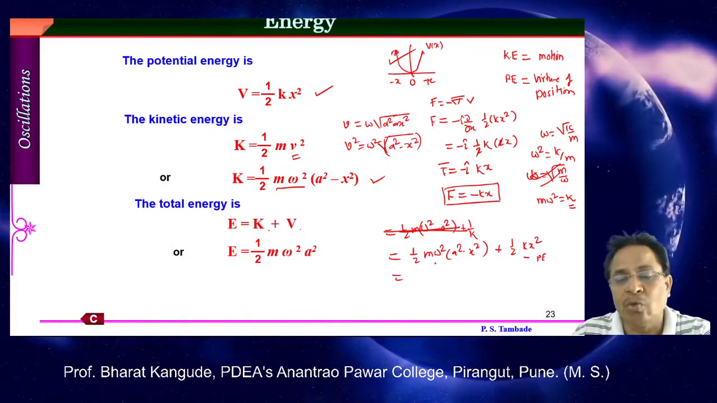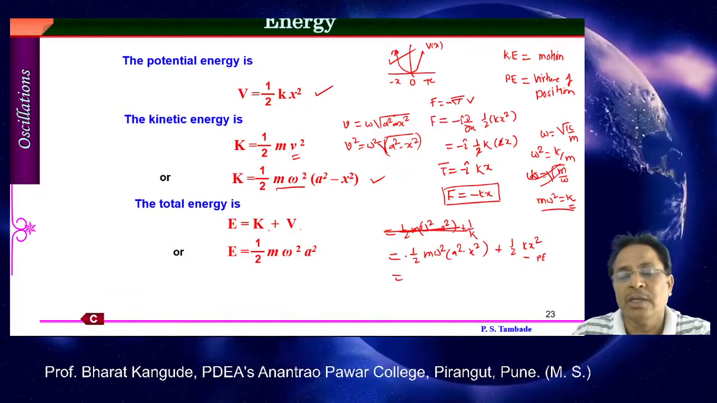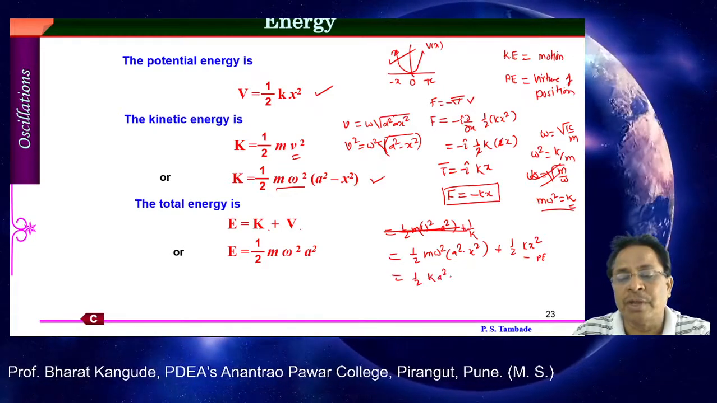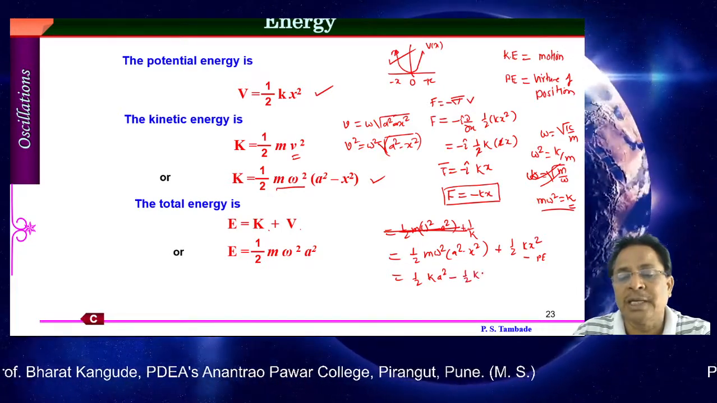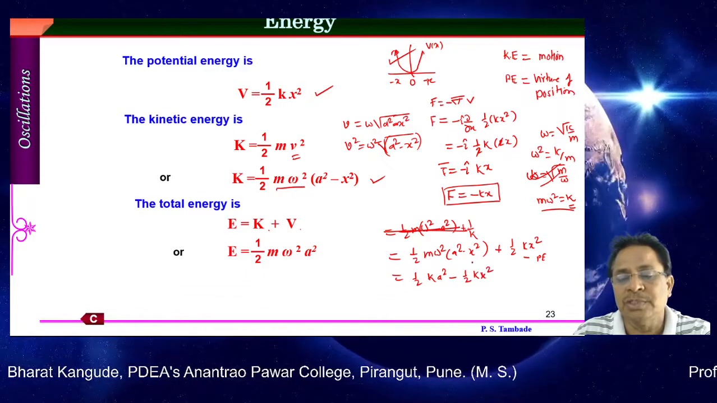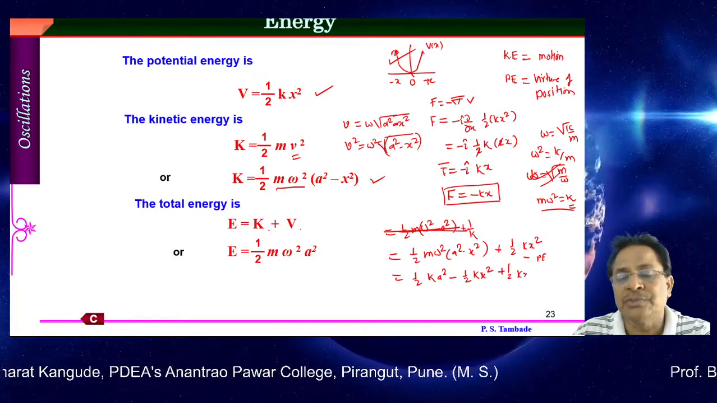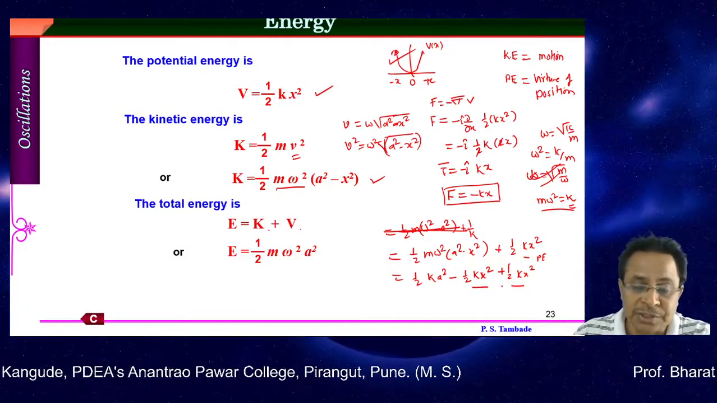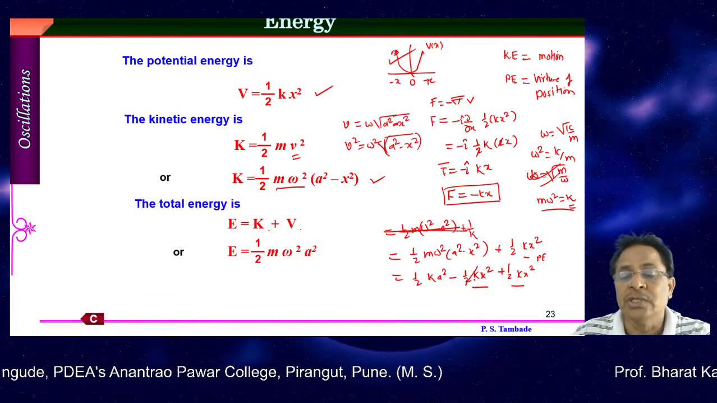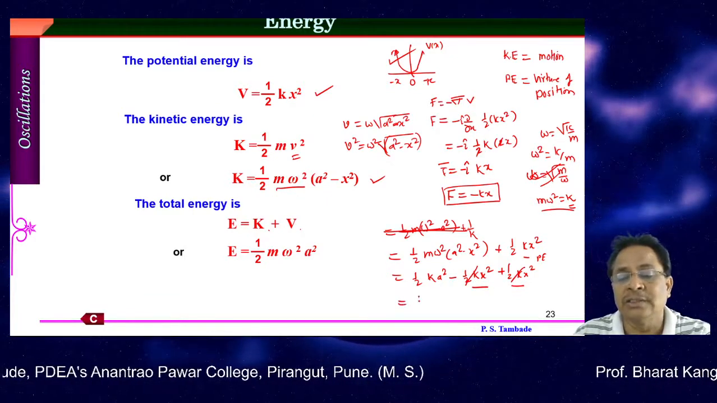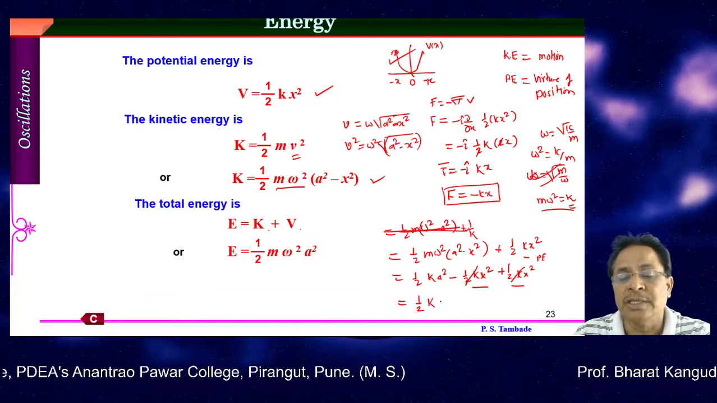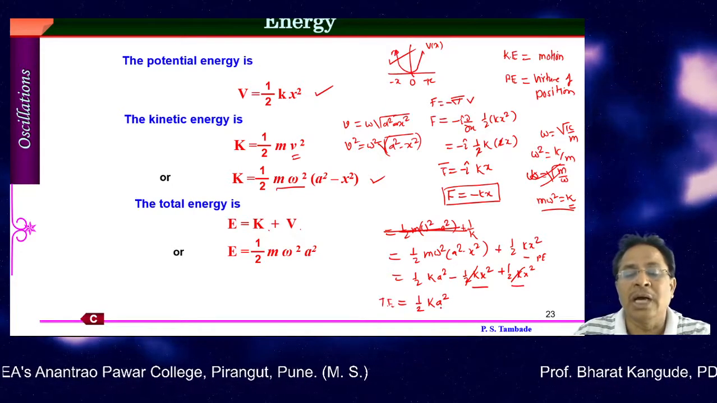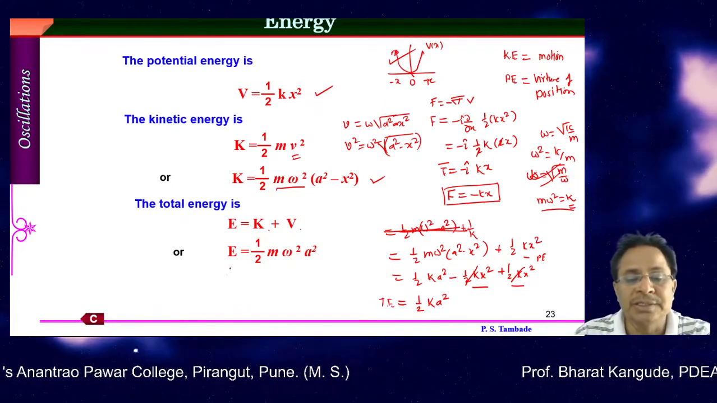Now replacing this m omega square by k, as we have already seen, this can be written as 1/2 k times a square minus 1/2 k times x square, and plus 1/2 k times x square. Remember, term number 2 and term number 3 are equal and have opposite signs, so they get cancelled. Therefore the final answer of this addition of energies is simply 1/2 k a square. So the total energy TE, or capital E, is given by 1/2 k a square.